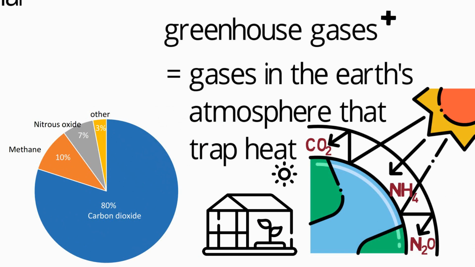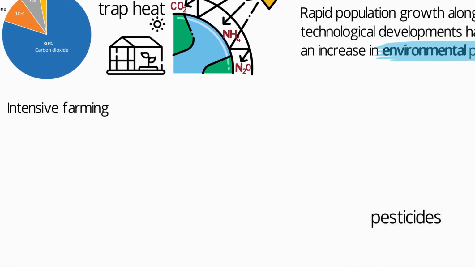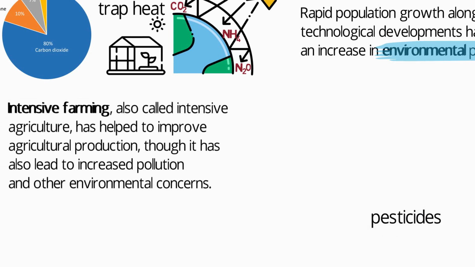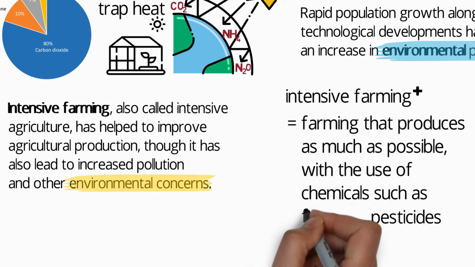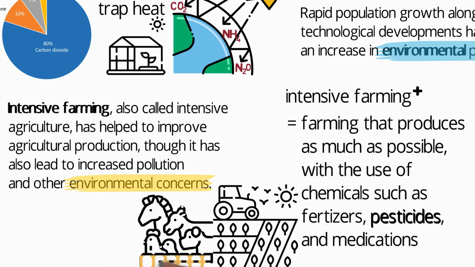Unless you're studying chemistry, you maybe don't need all of those, but carbon dioxide being the most common is definitely one you should know. Next, the phrase intensive farming, and also the word pesticide, which we'll see in the definition. Intensive farming, also called intensive agriculture, has helped to improve agricultural production, though it has also led to increased pollution and other environmental concerns. And the phrase intensive farming means farming that produces as much as possible with the use of chemicals such as fertilizers, pesticides, and medications for animals.